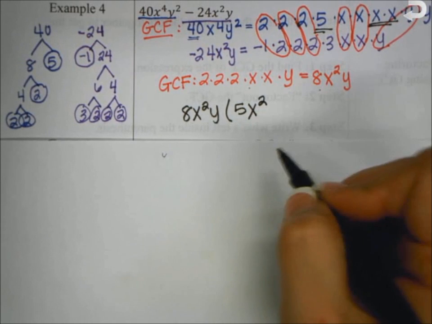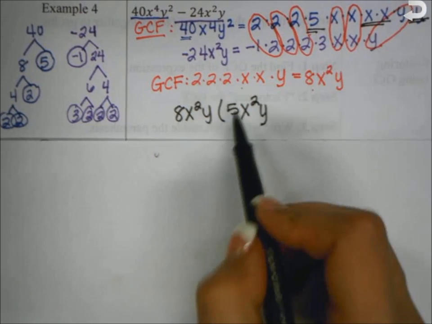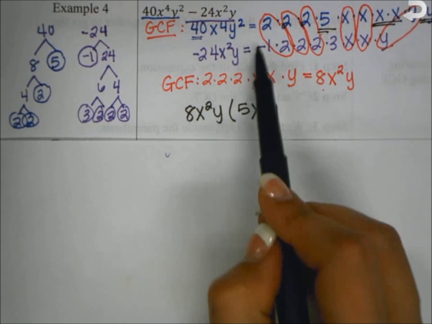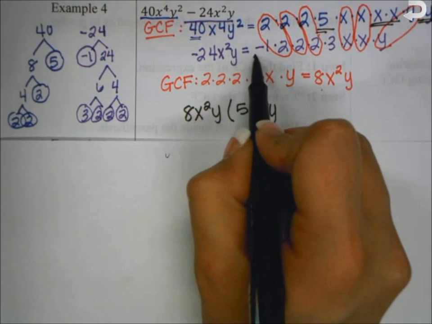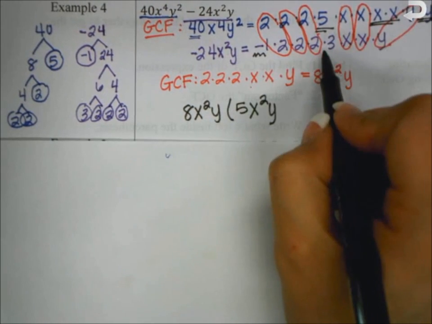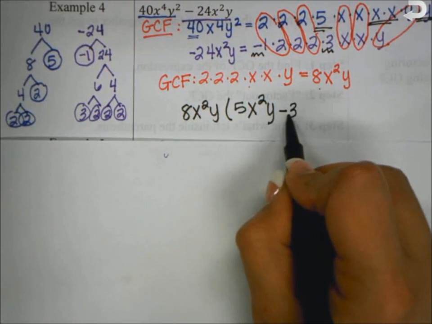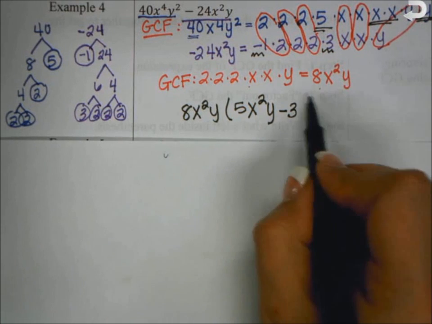Of this other guy, negative 24x squared y, what's left over? Negative 1 times 3, which gives me what? Negative 3. And are there any variables left over? So we're done. Wait, that's not a negative 3. Yes, it is.